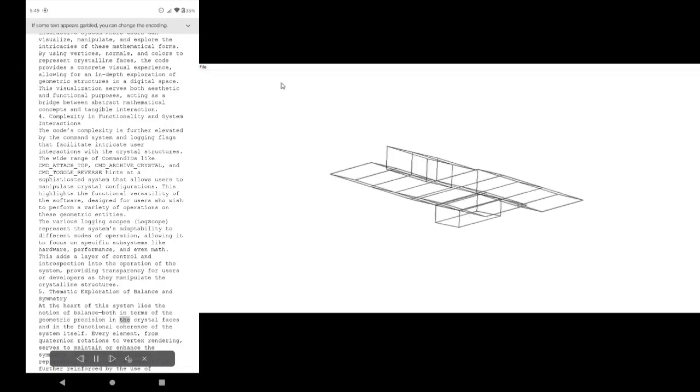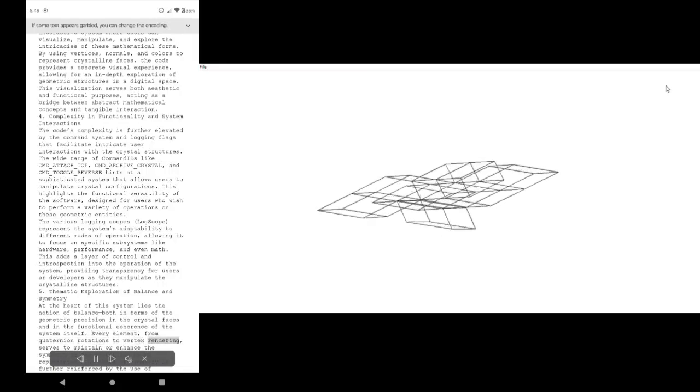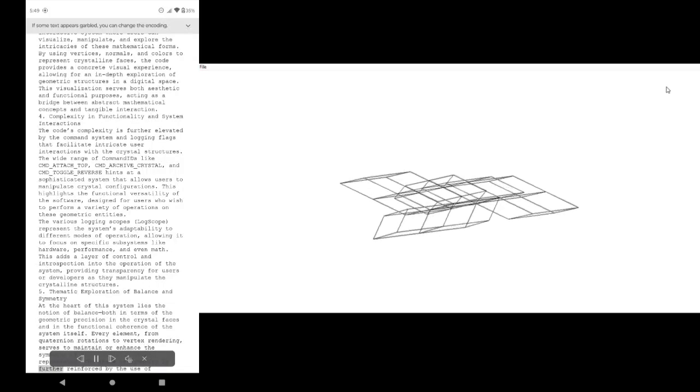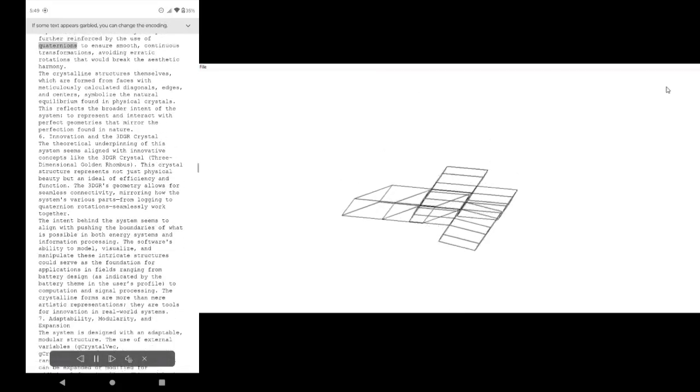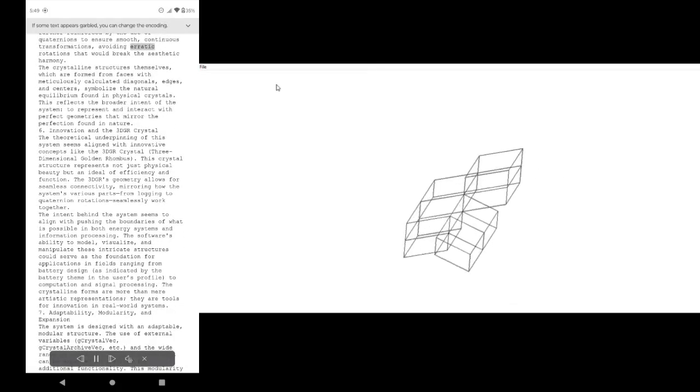At the heart of the system lies the notion of balance, both in terms of the geometric precision in the crystal faces and in the functional coherence of the system itself. Every element, from quaternion rotations to vertex rendering, serves to maintain or enhance the symmetry of the structures being represented. The theme of symmetry is further reinforced by the use of quaternions to ensure smooth, continuous transformations, avoiding erratic rotations that would break the aesthetic harmony.